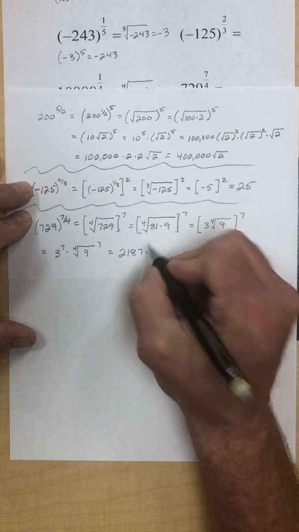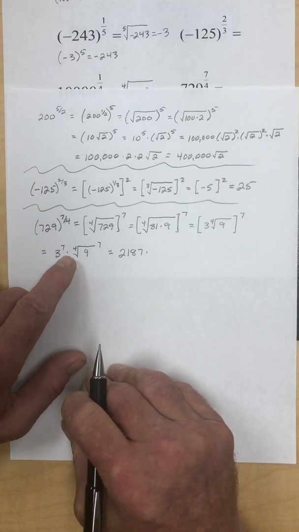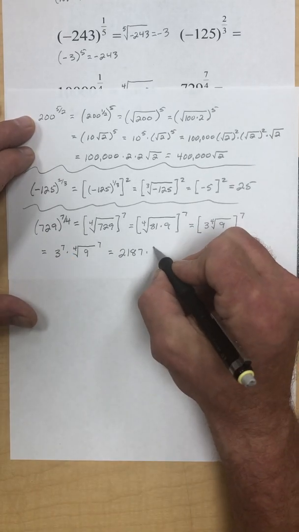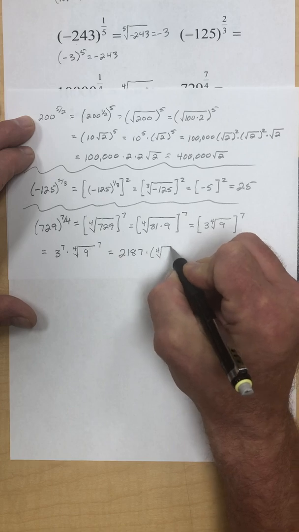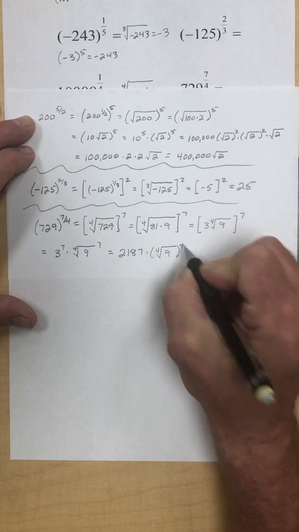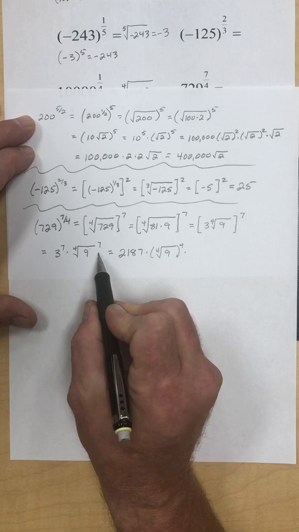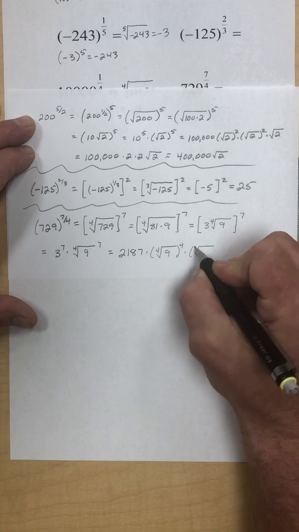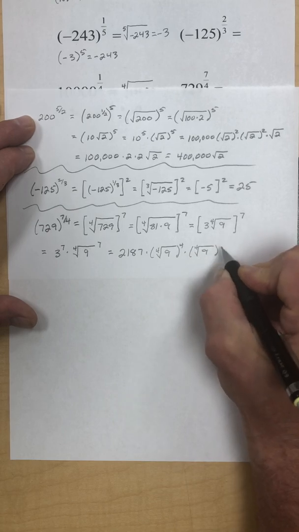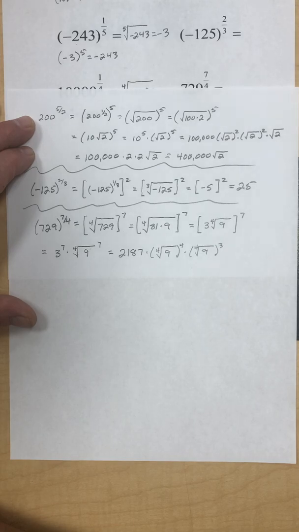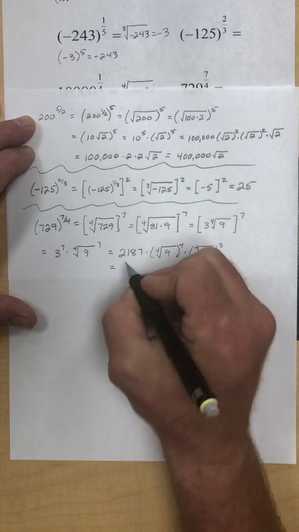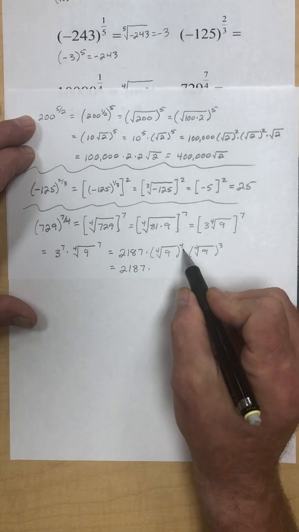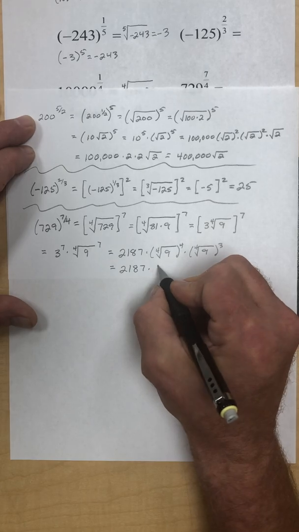2187 times, well, if I could take the 4th root of 9 and raise it to the 4th power, I just get 9. So if I do that, notice I still have 3 more factors of the 4th root of 9. So we get the 4th root of 9 to the 3rd power. Let's see what we can do there. So I get 2187 times 9, since the 4th power of the 4th root of 9 is just 9.